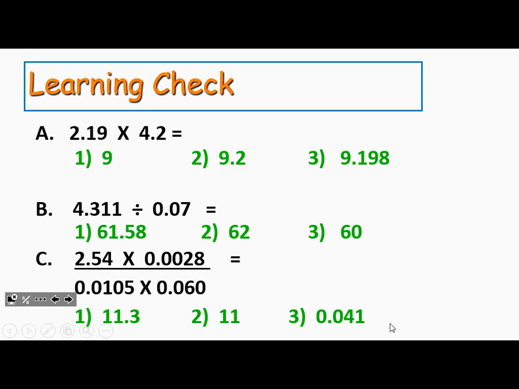Which one is it? 2 or is it 3? I hear 3. I hear people say 2. Did you multiply both of those before you divided? What'd you get? Number 2?